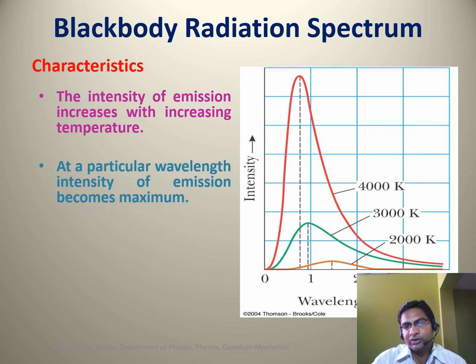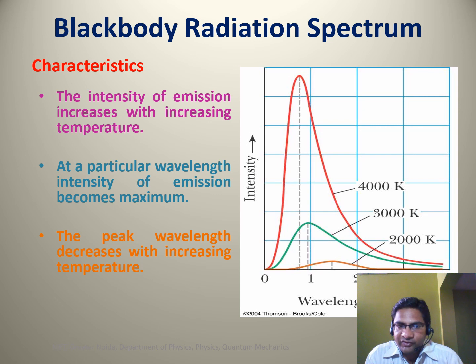And then we are seeing that at a particular wavelength, the intensity of emission becomes maximum. In each graph, there are three plots, and three peaks. Every peak represents the maximum value of intensity, and this maximum value of intensity is at a different wavelength. It means the maximum value of intensity at different temperatures will come out at different wavelengths. The intensity of emission is not constant for all wavelengths. It is varying with the wavelength and with the temperature.